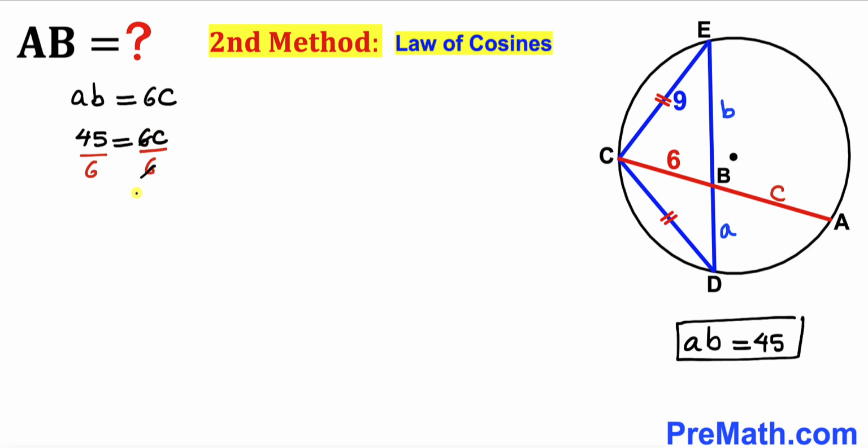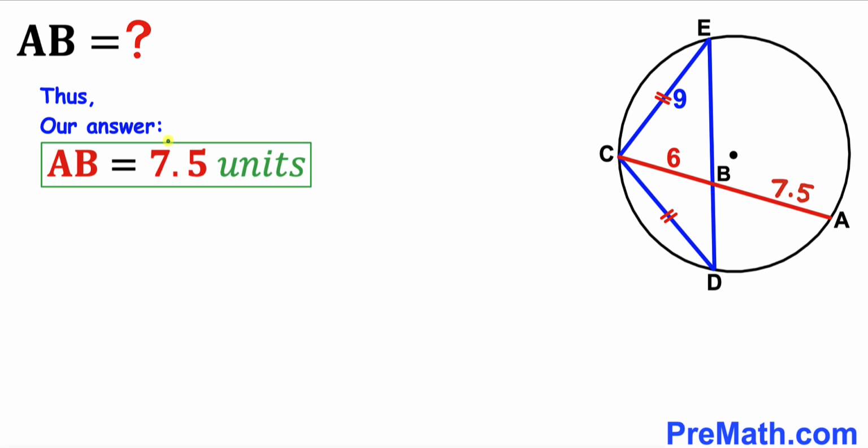This is gone. So therefore C could be written as, if we reduce the left hand side, 15 divided by 2. And C could also be written as 7.5 units. And as a matter of fact, C is our AB length, and it turns out to be 7.5 units. So thus our AB length turns out to be 7.5 units.